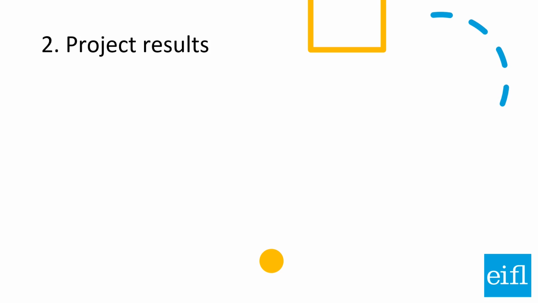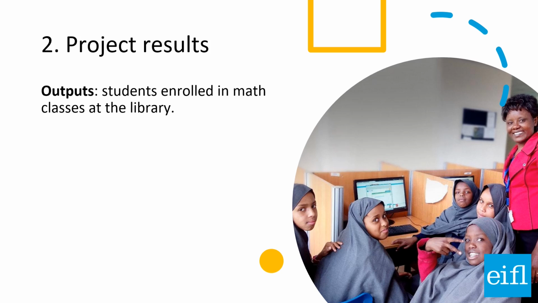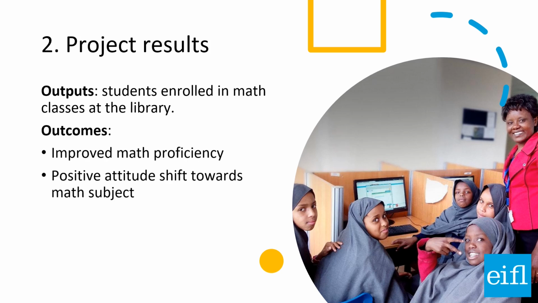For this project, the library has identified the following results. Outputs: the students enrolled in library math classes. Outcomes: improved math proficiency, meaning increased scores in math assessments among participating children. Positive attitude shift toward the subject of math, meaning a change in children's attitudes towards math.